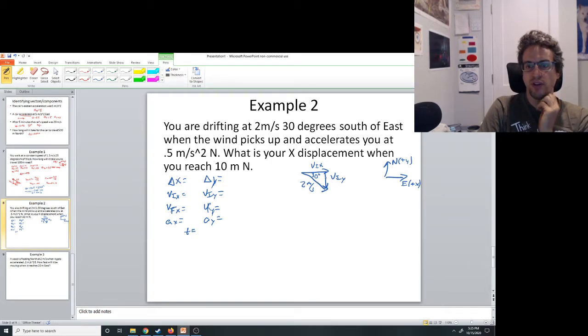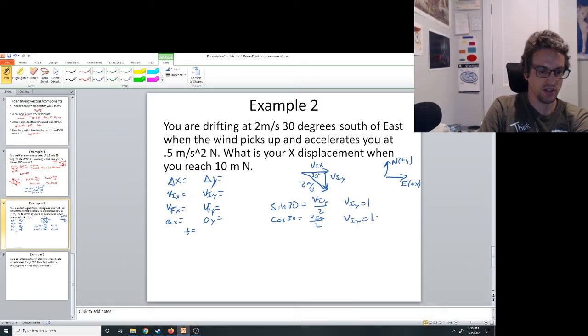Notice I didn't put the 2 meters per second, 30 degrees in my chart. That's okay, because the first thing I have to do is split this into x and y components. So sine of 30 equals v initial y over 2. V initial y equals 1. And cosine of 30 equals v initial x over 2. V initial x equals 1.73. So I just did the trig, and now I've got these two values.